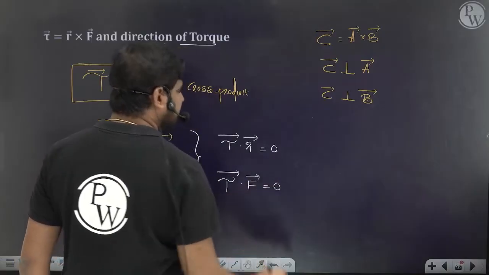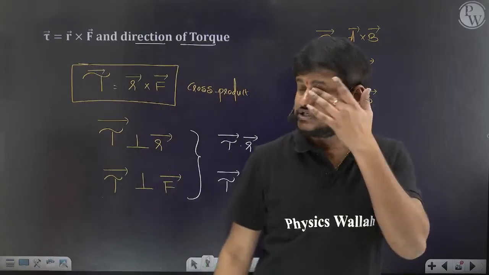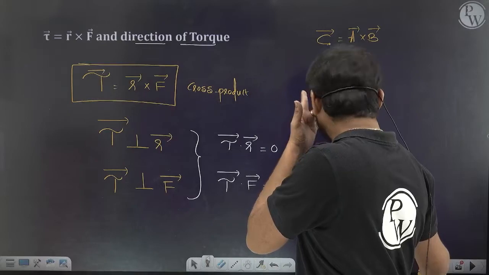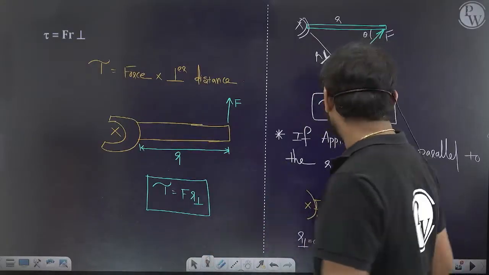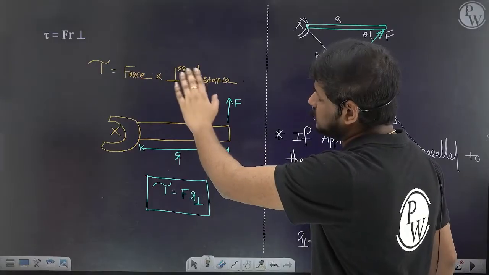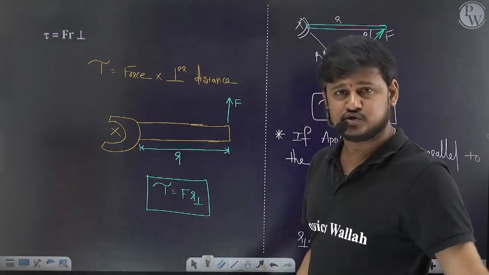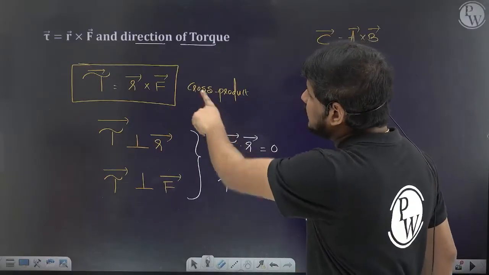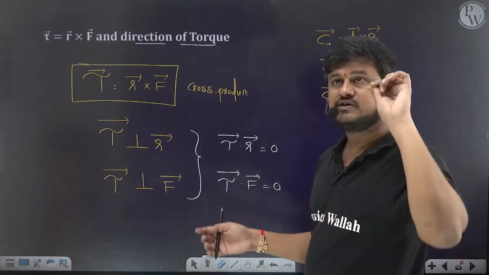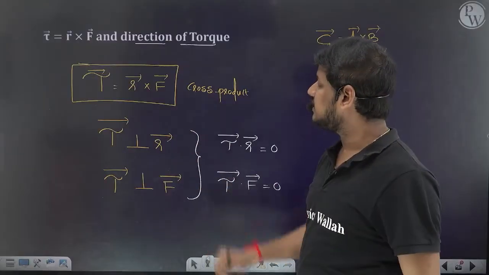Understanding, guys? First, what is torque? Torque is either force times the perpendicular distance, or the distance times the perpendicular force, whatever you take, your wish. Next, the torque direction you can find by R cross F.